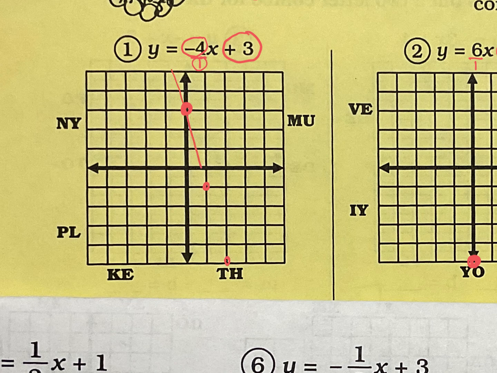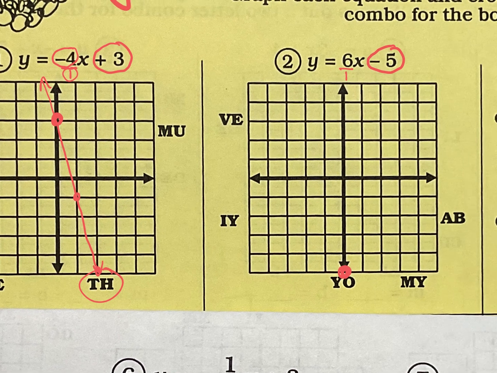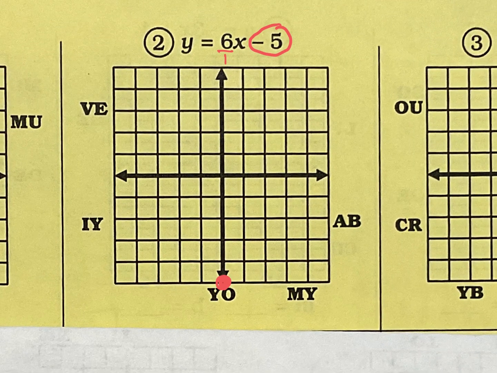I connect them with the line, and I see that it went to TH. So I look at the bottom of the paper, and I find number 1, and I write in TH. Number 2, there's my dot down here, boom. I have to move up 6 because it's positive. 1, 2, 3, 4, 5, 6 over 1, right to there. And if I did it again, 1, 2, 3, 4, 5, 6, it'd be way up here. Boom. And this one goes through YO. So number 2 would be YO.